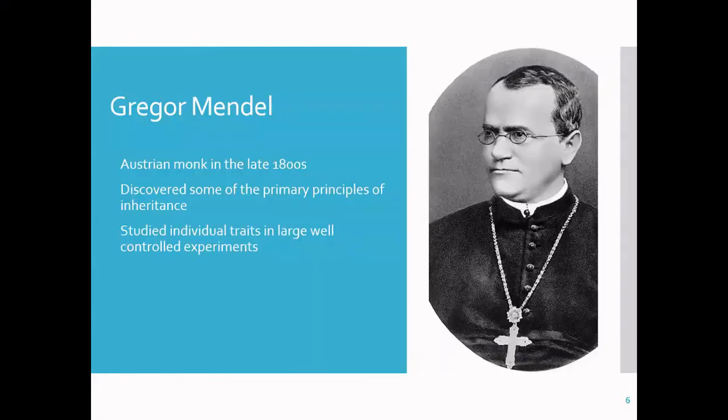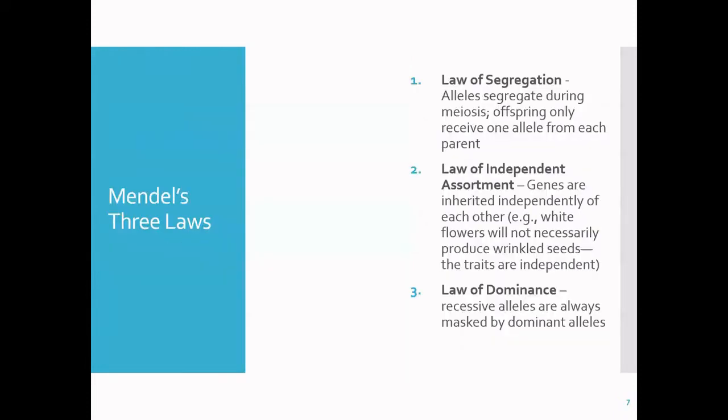As we talk about genetics and inheritance, obviously we have to talk about Gregor Mendel. He was an Austrian monk in the late 1800s, and he discovered some of the primary principles of heredity. He studied individual traits in large, well-controlled experiments that involved pea plants. Mendel had 3 laws. These were the law of segregation, saying that alleles segregate during meiosis, with offspring only receiving one allele from each parent. This is true most all the time.